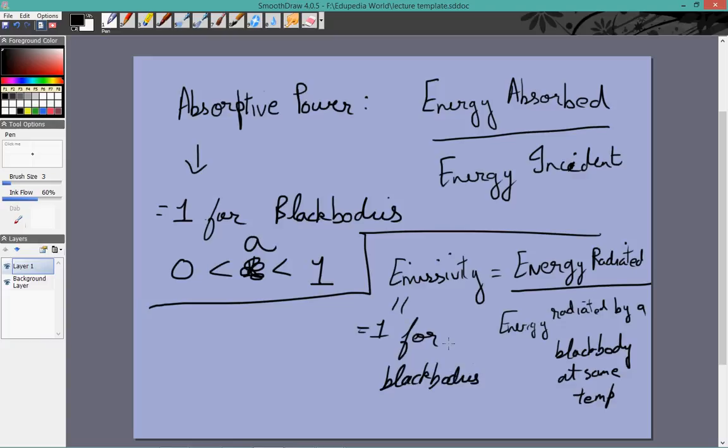So now you see the use of black bodies. They are sort of the ideal material for us, and everything else is measured in comparison to them, right? When an object is in equilibrium, it is absorbing as much as it is radiating. So in that case, A is equal to E. And both of them lie between 0 and 1 for bodies which are not black bodies. Okay.